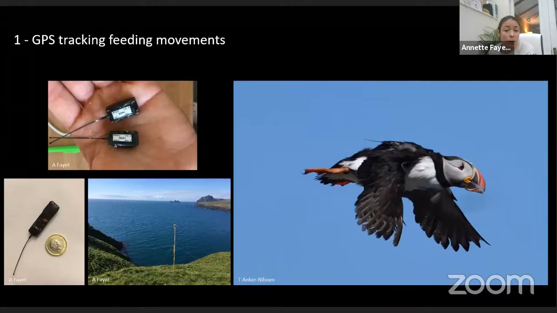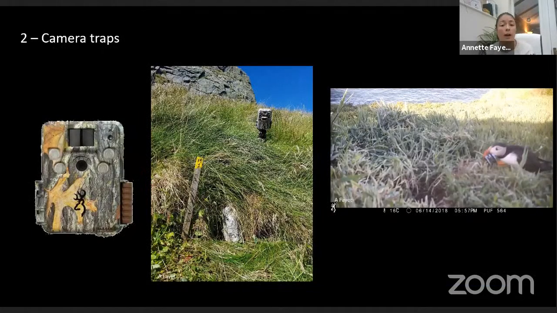We complemented this with camera traps, and the idea is that we wanted to know how frequently the birds were coming to feed their chicks. So this helped us to identify that and also perhaps look at the amount of fish they were bringing and what type.